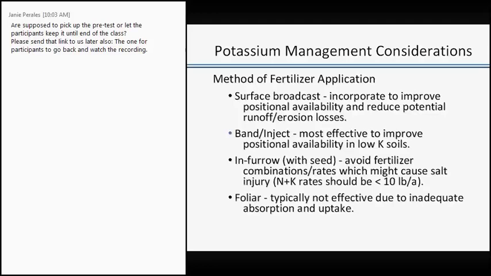In furrow with the seed, again, go back to that nitrogen plus potassium, less than 10 pounds per acre. And again, foliar, we just don't recommend it. Doesn't seem to be effective at all.